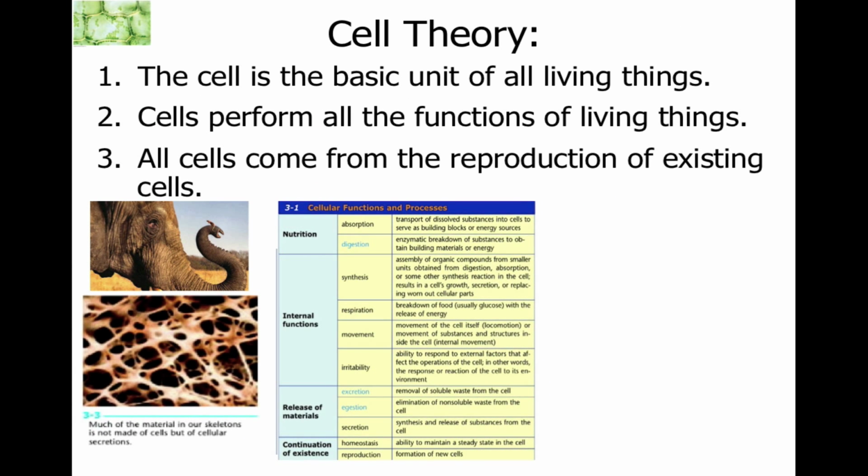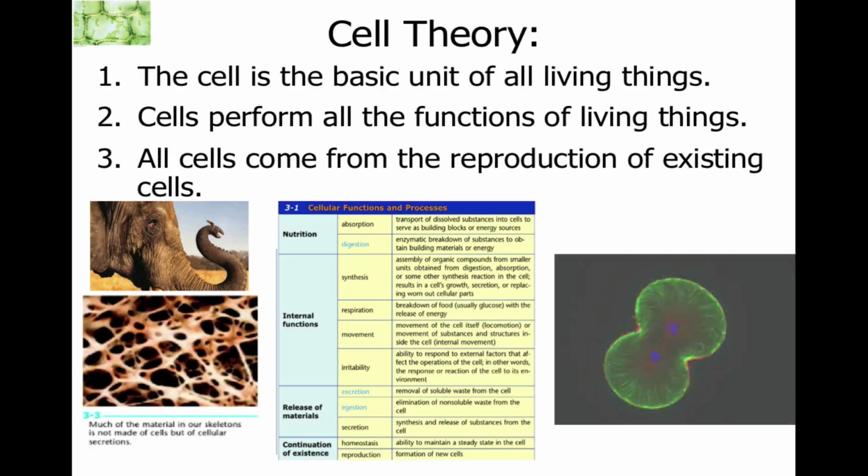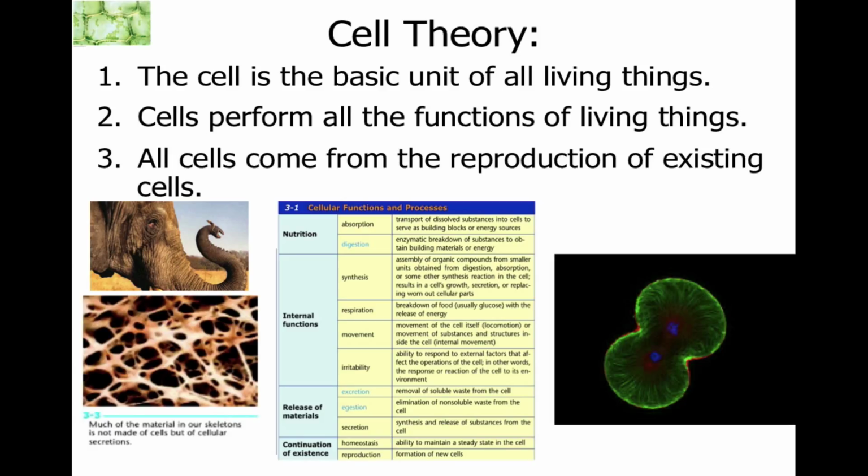And third, all cells come from the reproduction of existing cells. So in order for new cells to be formed, they come from pre-existing cells. So cells reproduce by dividing. Cellular division results in a new organism if that organism is unicellular or one cell. It can also produce more cells in the same organism, or you can have cells that produce the sex cells like the egg and sperm. So these are the three parts of the cell theory.